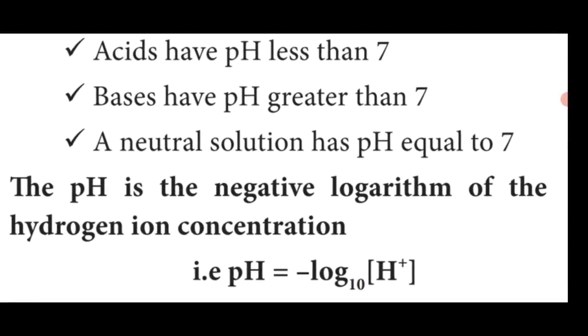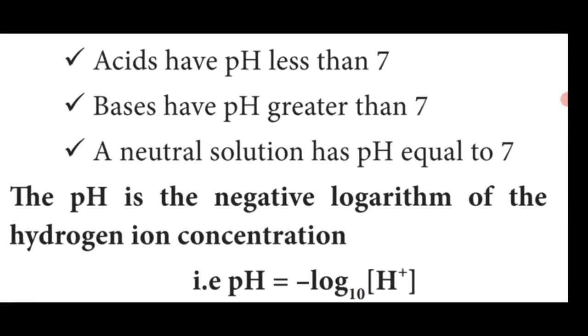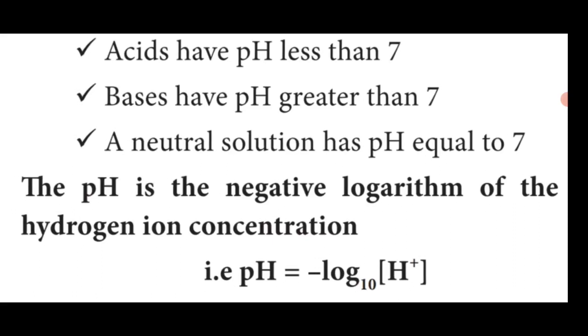Acids have a pH less than 7, which means values from 0 to 6 indicate the substance is an acid. Bases have a pH greater than 7, which means values from 8 to 14 indicate the substance is a base. A neutral solution has a pH equal to 7. So acids have pH less than 7, bases have pH greater than 7, and neutral solutions have pH equal to 7.